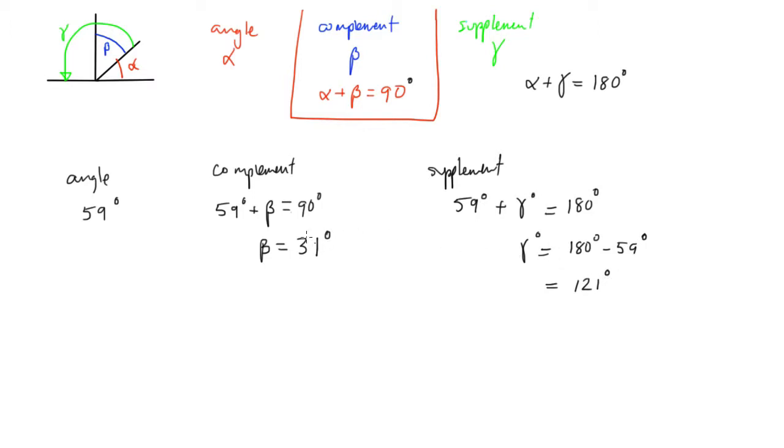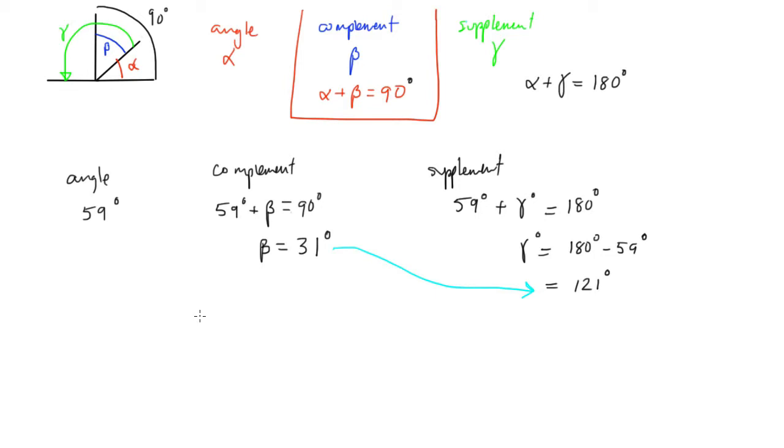Now, you may have noticed a fact here from the pictures, namely that the supplement is 90 degrees more than the complement. That should make sense based on the picture, because these two pieces here add up to 90, and so if you add the 90 to the complement, you get the supplement.